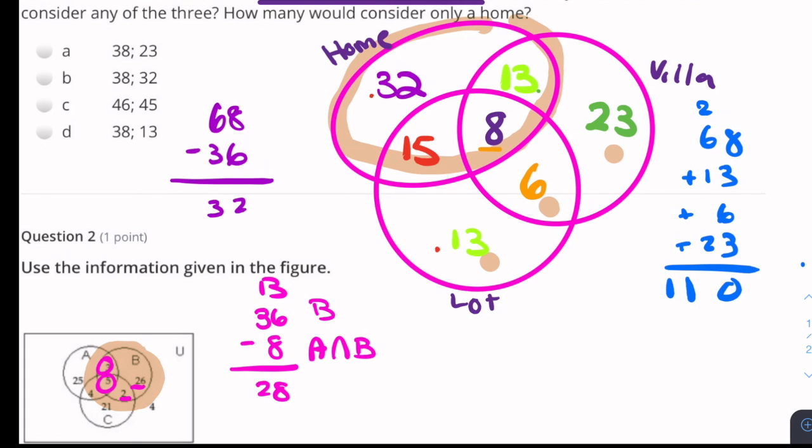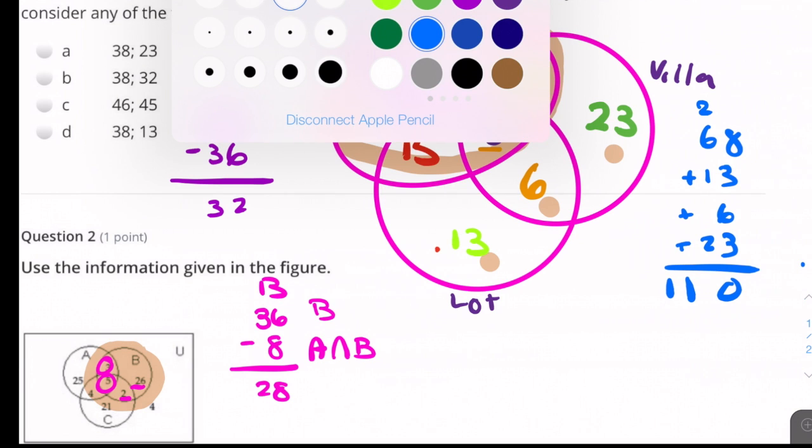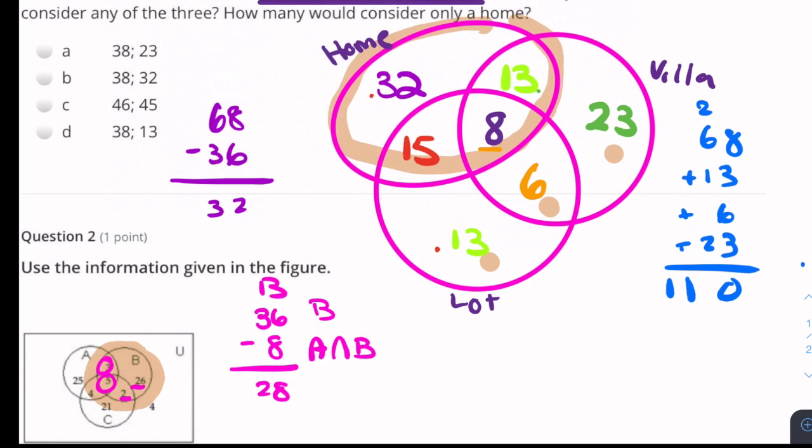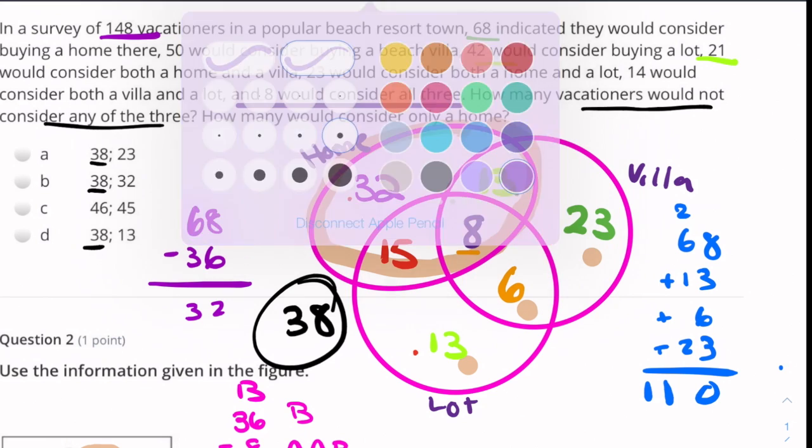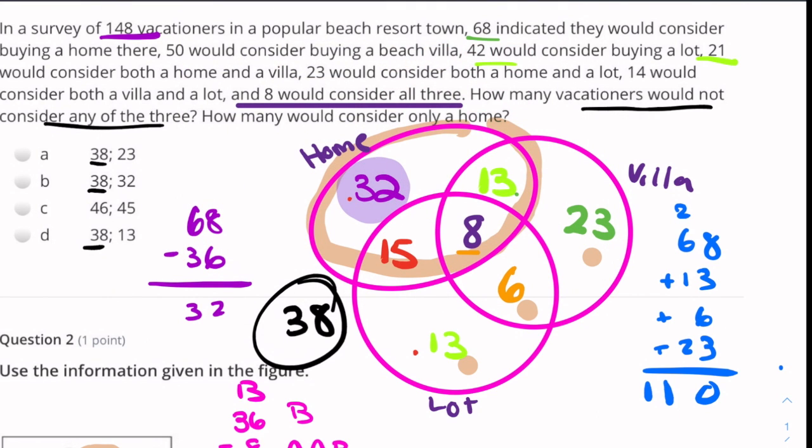And I asked a total of 148. So that means the number that is lying on the outside here would be 38 people who don't want any. That takes care of how many vacationers would not consider any of the 3. And then the last question would be, how many would consider only a home? Since we already did all of this work, only a home would be home but no other thing that they're considering, which would be 32. So I have 38 and 32, which gives me my answer for B.